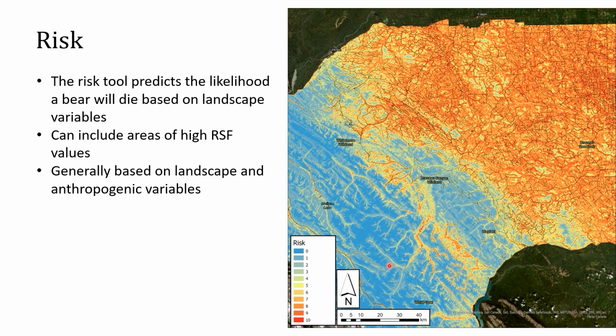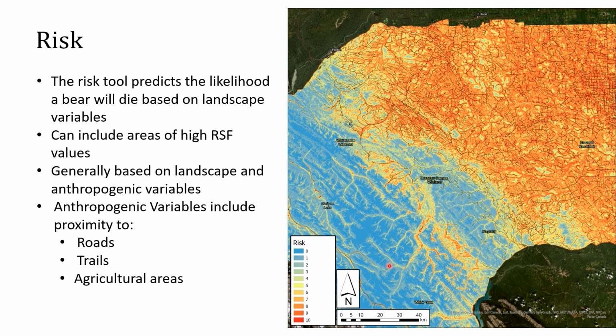It is important to note that areas of high mortality risk can include areas of high RSF values. Risk models are generally based on landscape and anthropogenic variables. Anthropogenic variables include proximity to roads, trails, agricultural areas, and protected areas. Over here, you see that within the mountains, we have relatively low risk to those areas that are east of the mountains and into the foothills.